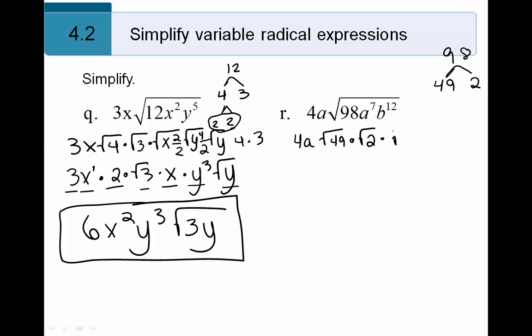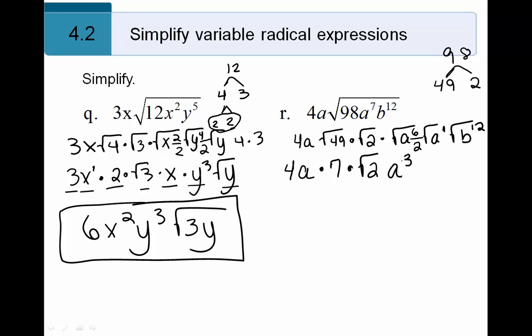7 is odd, so I need to take one away. I'll rewrite that as radical a6 times radical a, and I do not have to split up the b to the 12th. So I'm going to have 4a multiplied by the square root of 49, which is 7, multiplied by radical 2. The square root of a to the 6th is a cubed, multiplied by radical a. The square root of b to the 12th is b to the 6th.